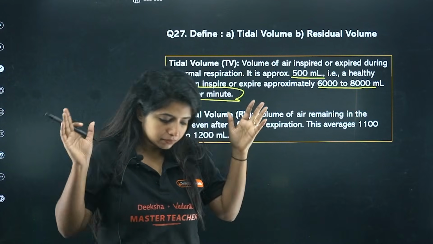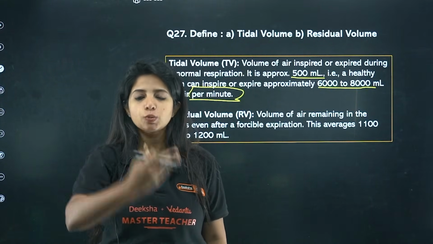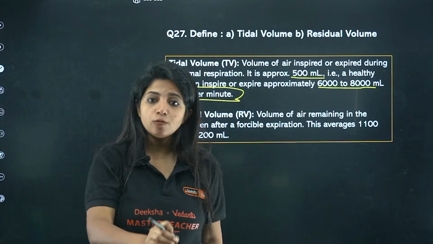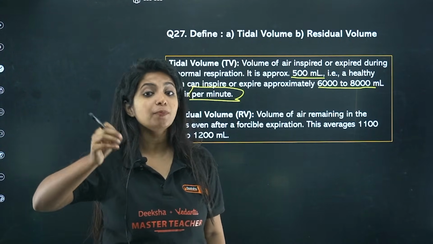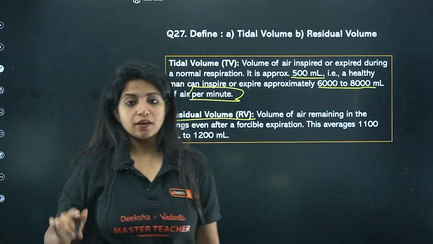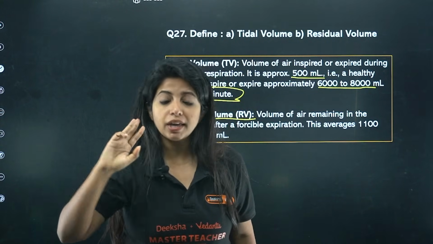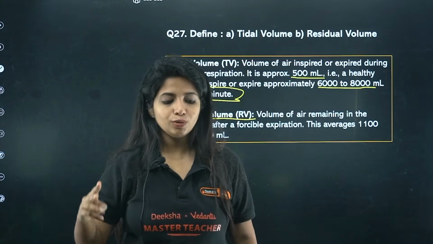Got it? Yes. Now, tidal volume is what? Volume of air inspired and volume of air expired, approximately 500 ml. In healthy individuals, it becomes 6,000 to 8,000 milliliter per minute. I'm talking about per minute here. Fine, done. Now residual volume. Residual volume is this: for example, my dear children, all of you together, when I count to 3, everyone do expiration. Breathe out, okay? 1, 2, 3.